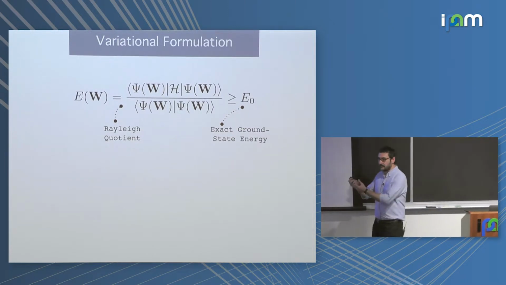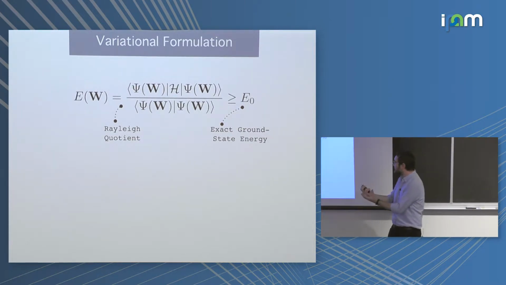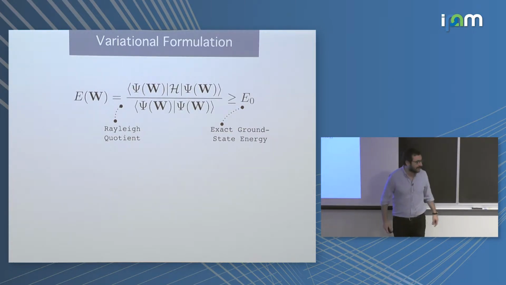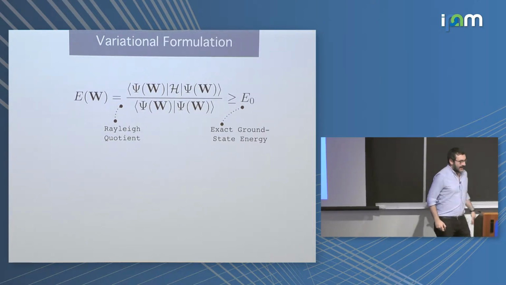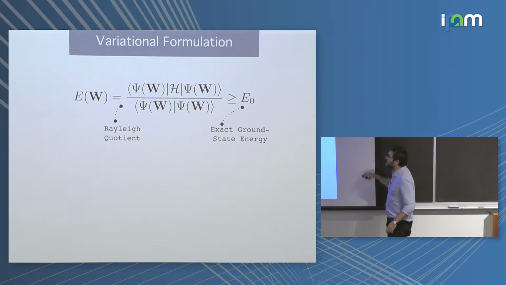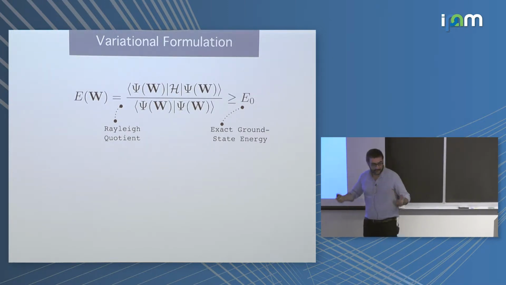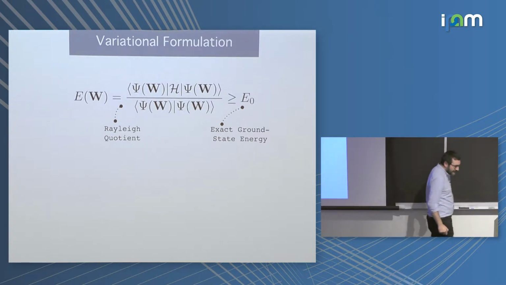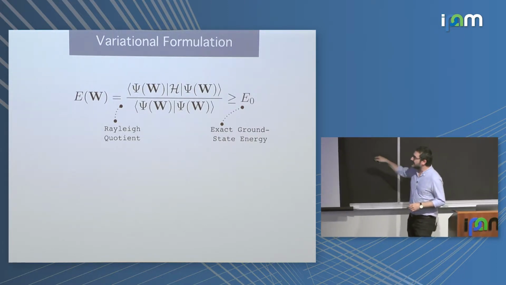Again, I want to find a good approximation for the ground state of a given Hamiltonian H, and you know that typically what you can do is use a variational formulation of this problem to find this state psi here.